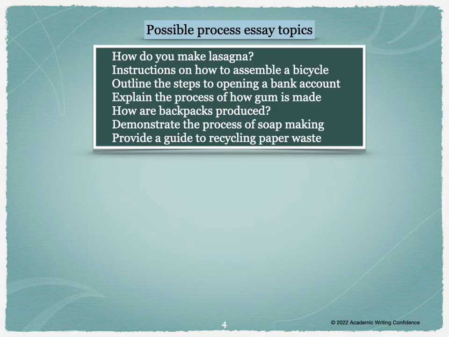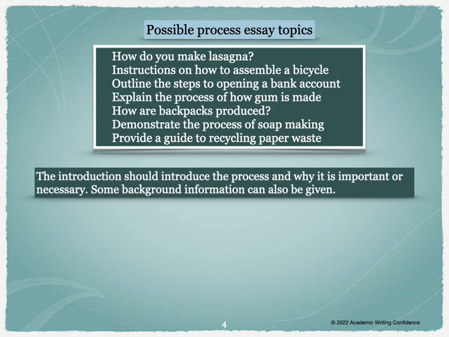Here are a few possible process essay topics. How do you make lasagna? Instructions on how to assemble a bicycle. Outline the steps to opening a bank account, and so on. These topics are more of the directional style of process essay because they are more of a how to do something than a how does something work type of essay. All of these topics would include steps to explain the process for accomplishing the task.